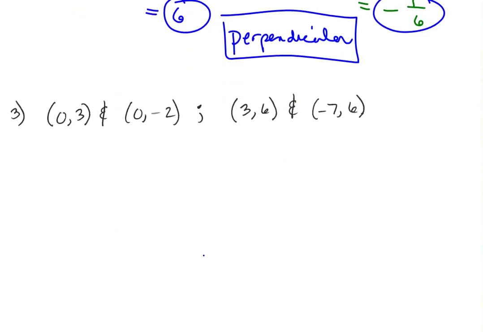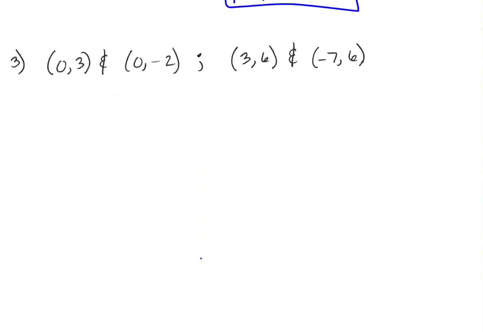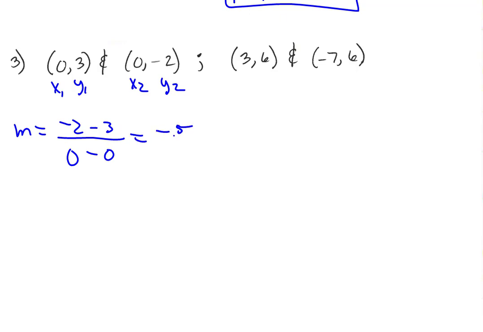Let's try yet another example. In this case, we have the first pair being the points 0, comma 3 and 0, comma negative 2. So again, we'll start by labeling these x1, y1, x2, y2, and then compute slope as m equals y2 minus y1, that's negative 2 minus 3, over x2 minus x1, that's 0 minus 0. And so if we try to simplify that, we'll get negative 5 over 0, but that's interesting.